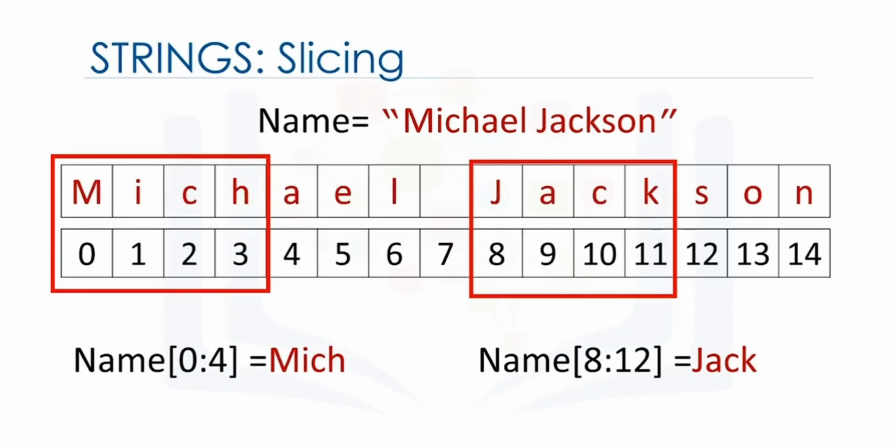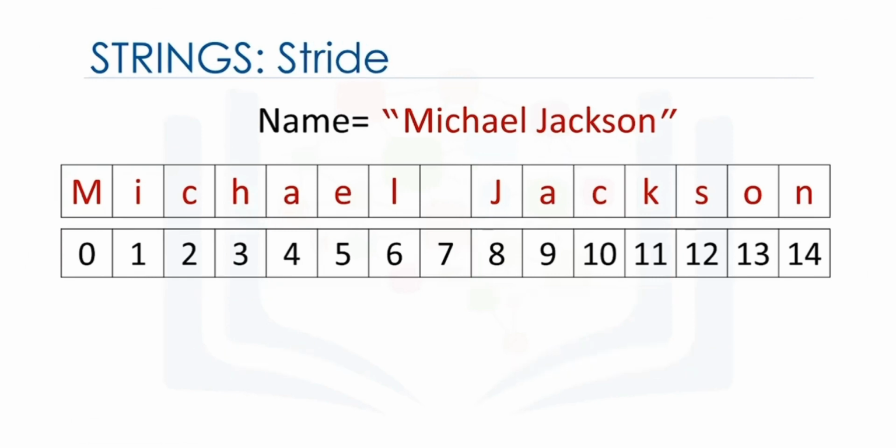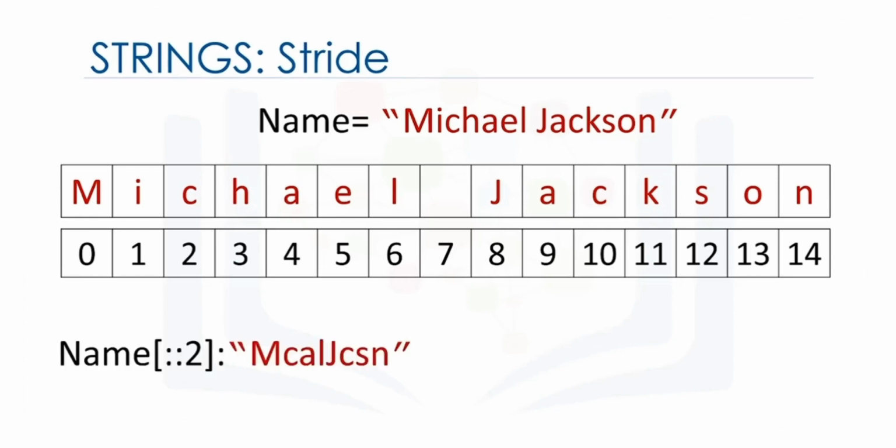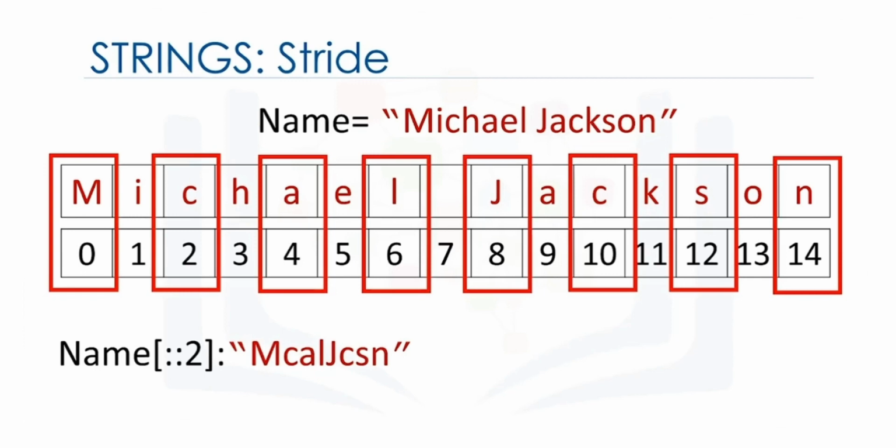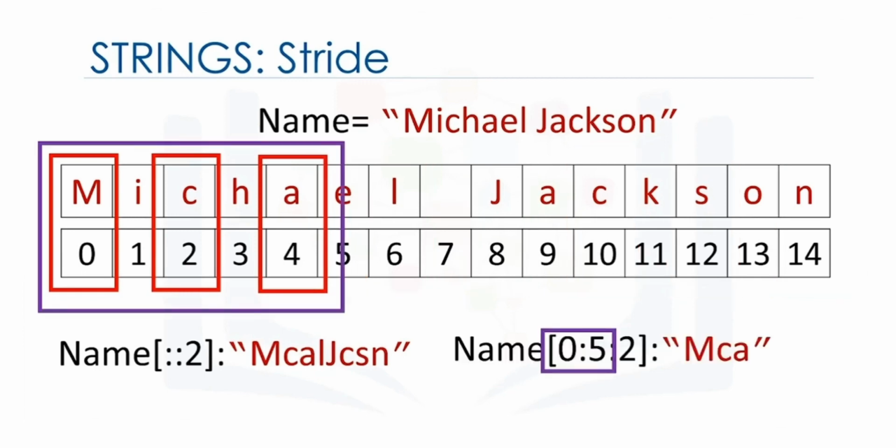We can treat the string as a sequence and perform sequence operations. We can also input a stride value as follows. The 2 indicates we select every second variable. We can also incorporate slicing. In this case, we return every second value up to index 4.